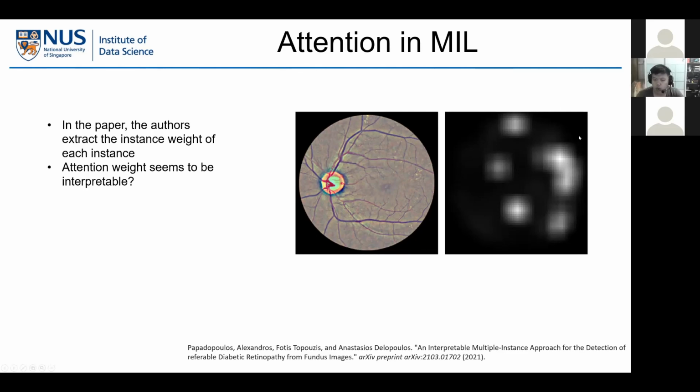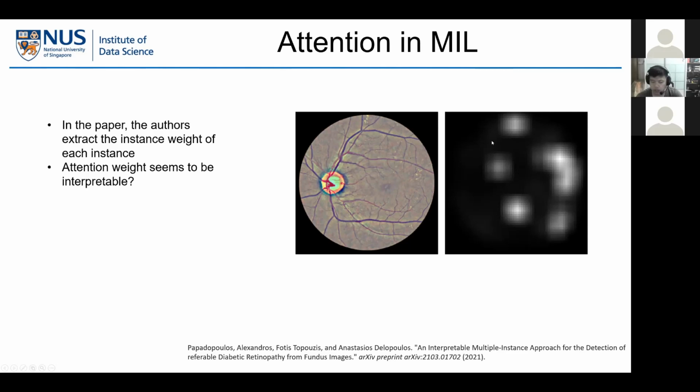Because when we have a problem that requires some degree of interpretability like this, and you have results that are interpretable, this will be very useful especially for the clinicians to look at.